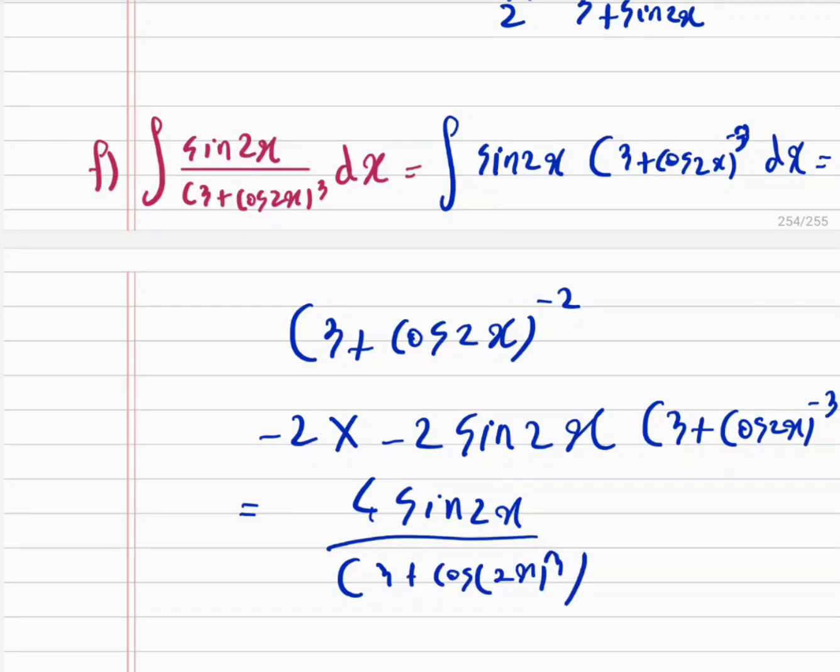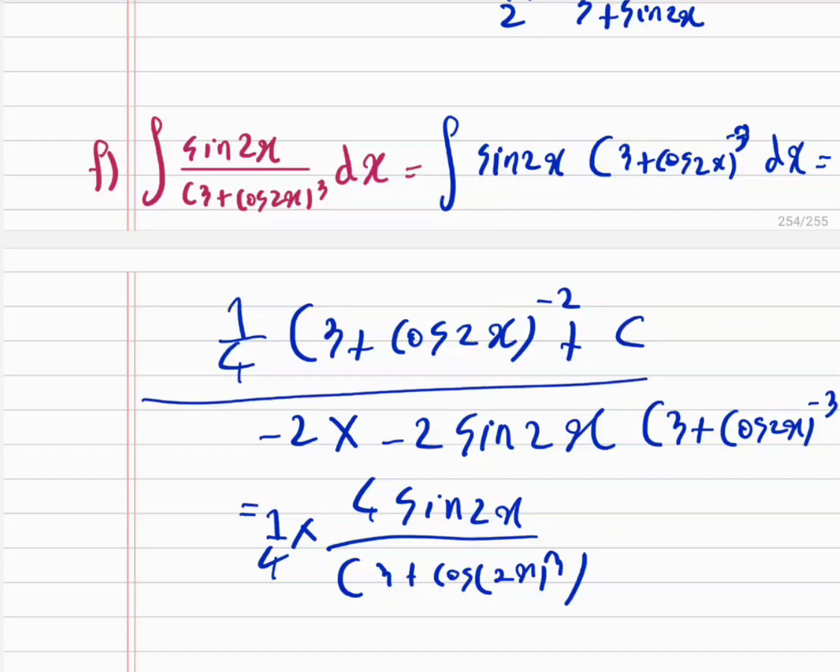As you can see, this is very similar to what we have here. We just have this additional constant of 4. So in order to not have that, we must have 1 over 4 outside. That means in terms of our guess, it must be 1 over 4 times (3 plus cos 2x) to the power of minus 2. So that's essentially the answer here.